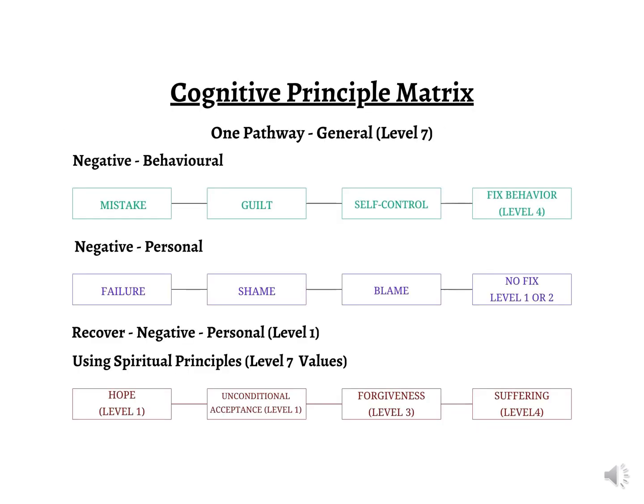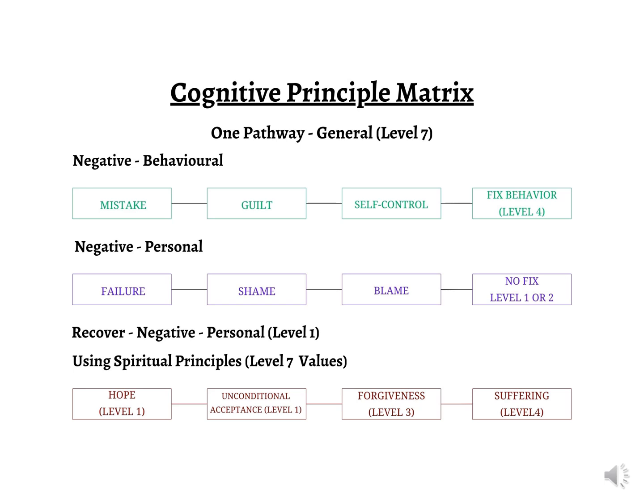So what the cognitive principle matrix says is that you find the appropriate level and then move to the next level, just following one pathway. So if you're at level 3, which is where things are negative, let's say you make a mistake, then you feel guilty, and then you go up a level to self-control, and you fix the problem at level 4. So you start at level 3, where a negative situation happens. Guilt is the emotion of the mistake. Then you move to level 4, self-control, and fix the problem.